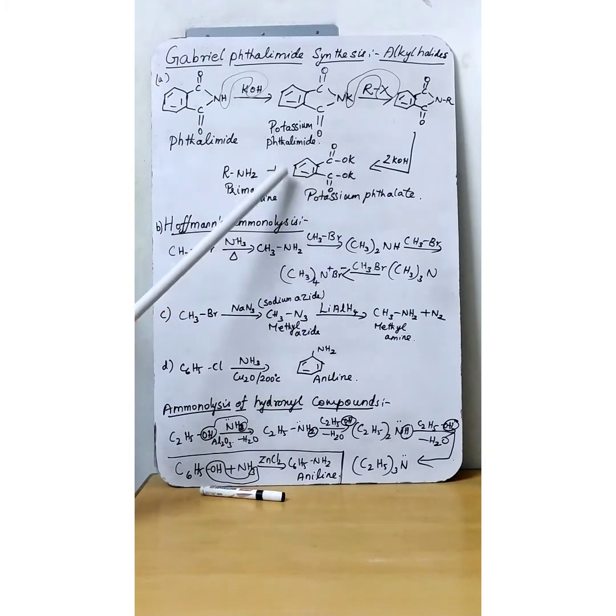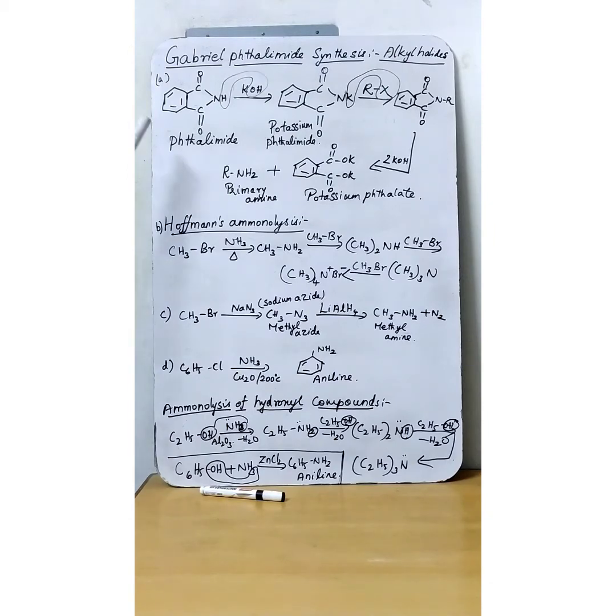Like this way, the salt-like product is nothing but the potassium salt of phthalic acid, called potassium phthalate. Understood or not what I am saying? So it is one of the best methods of preparation of primary amine from phthalimide. The name of this reaction is Gabriel phthalimide synthesis.